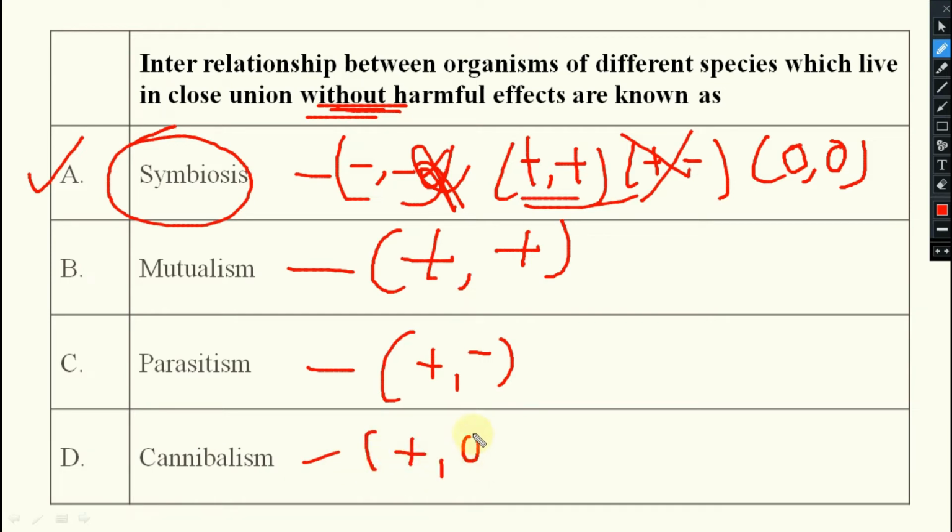Positive and neutral. So what is amensalism? You see, negative and neutral, yes or no? So this is amensalism. Understood clearly, or is there any doubt?